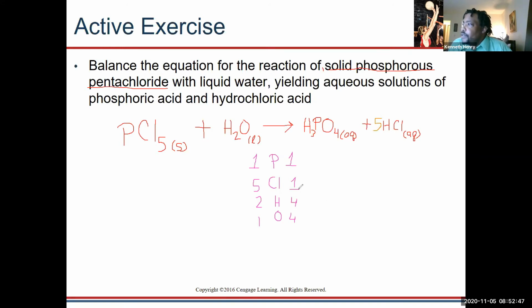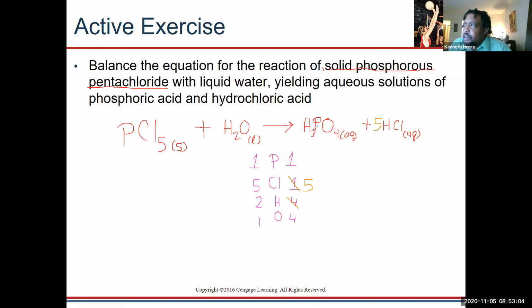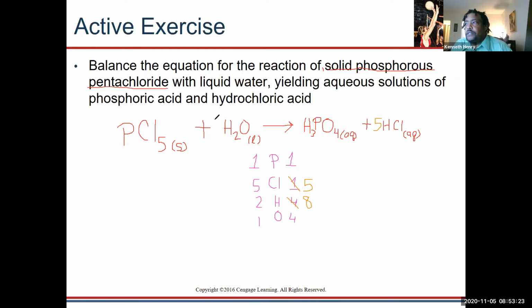I won't argue. So then that tells me I have 5 chlorines. How many hydrogens do I have now? 5 plus 3. I know my handwriting sucks. 8. Okay, so now I have 8 hydrogens. So we add a 4 on the reactant side, in front of what? In front of the H2O? Yes, in front of the water.